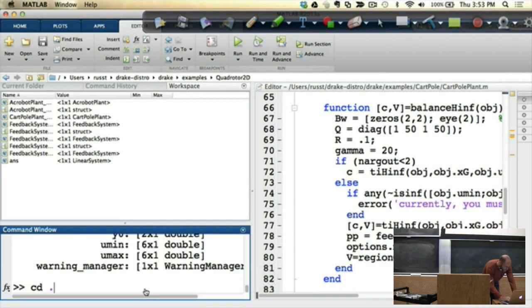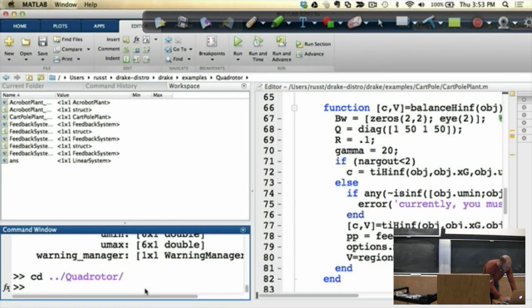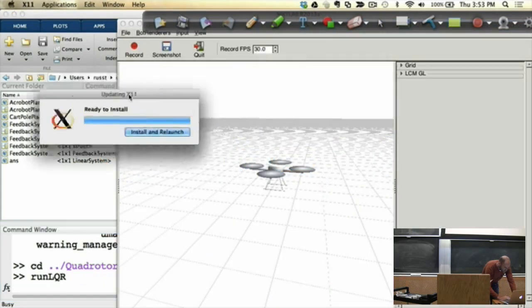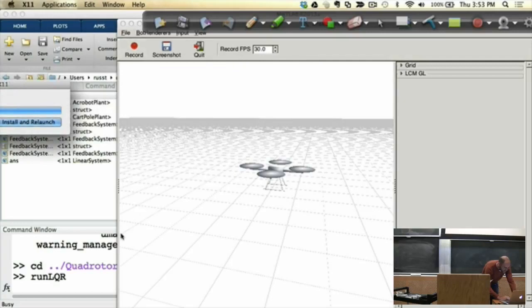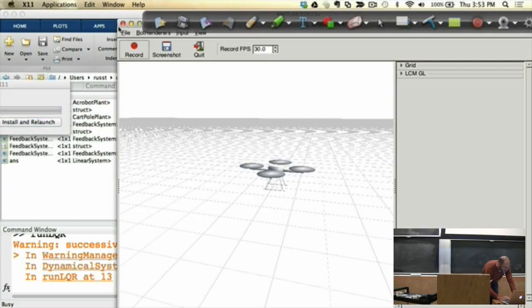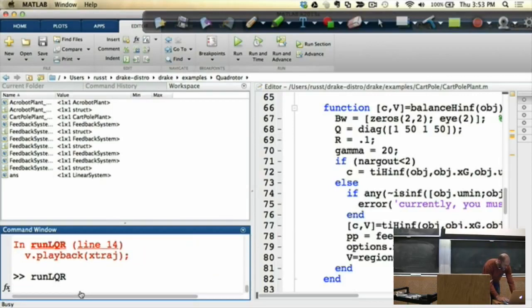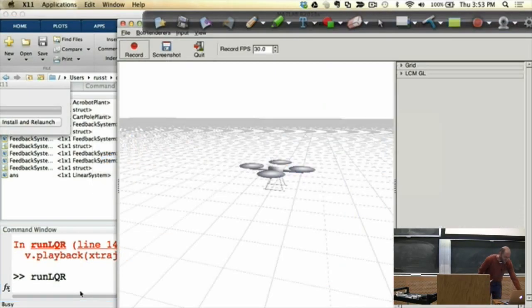So if I, won't do that right now. I'm actually simulating, so when you see things like successive zero crossings, that's because I'm simulating with the torque limits, and the integration is being thoughtful about when you're hitting the control limits. So this one's probably flipping out, actually. Maybe I'll choose less aggressive initial conditions next time, but.